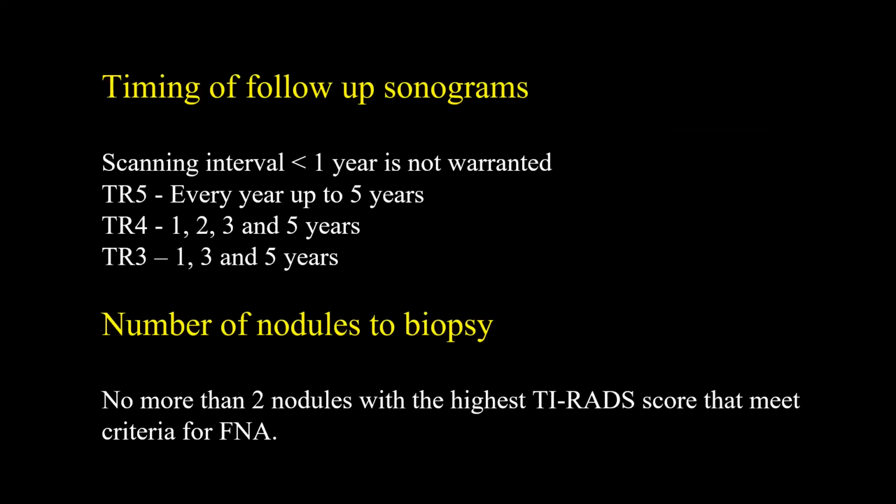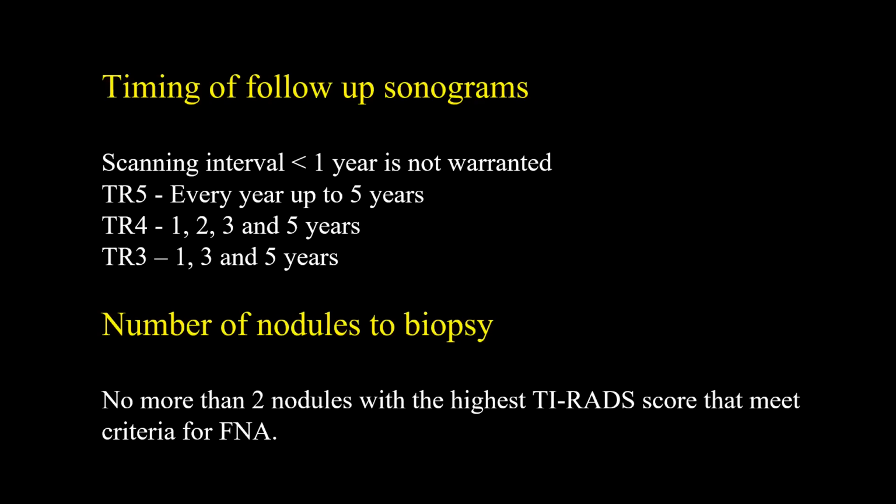So the interval for following up thyroid nodules for a TR3, if it's less than a certain size based on the diagram, you're going to have a follow-up at 1 year, 3 years, and 5 years. For TR4, 1 year, 2 years, 3 years, and 5 years. And for a TR5, you're going to do it every year for 5 years, depending on the specific size of the nodule.